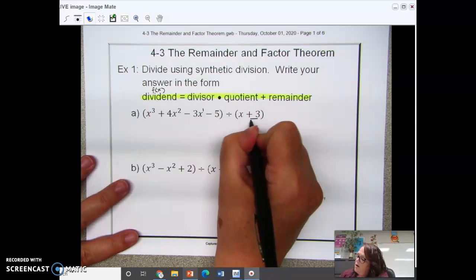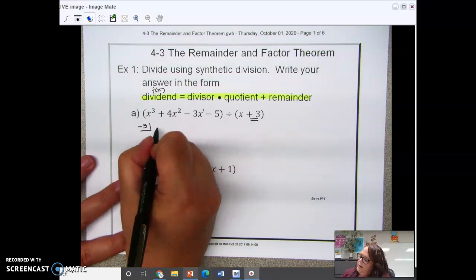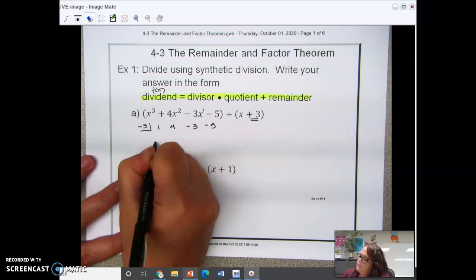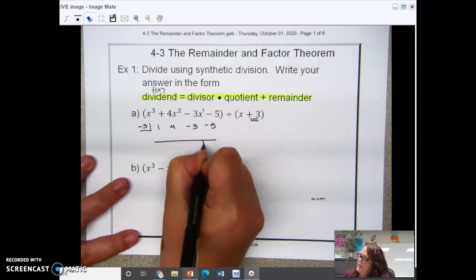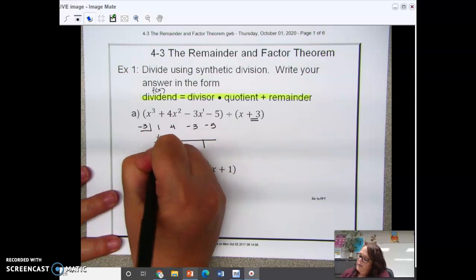So then I have to take the opposite of this number. So I want negative 3 in my corner, and then I want each of the coefficients. So 1, 4, negative 3, and negative 5. And then between the last 2 digits, I put my line because what's in the box is going to be my remainder.